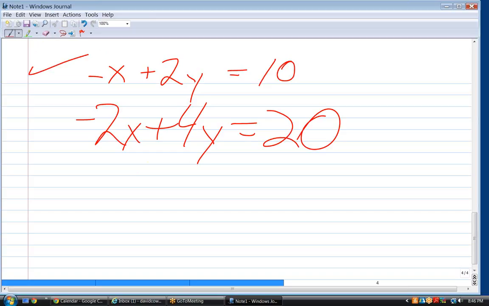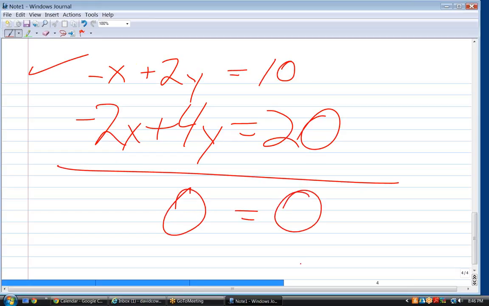If you go to solve this, you will get 0 equals 0, which is a true statement, but it doesn't tell you what x and y are, and that's because there's an infinite number of solutions. That makes sense, because everything's just double. In other words, I haven't added a different equation when I gave you equation number 2.